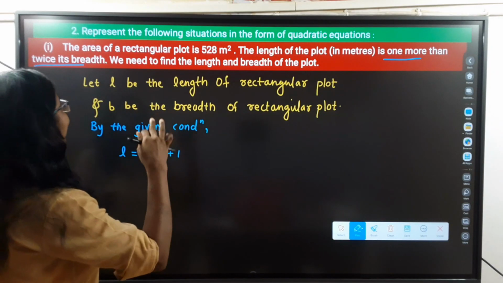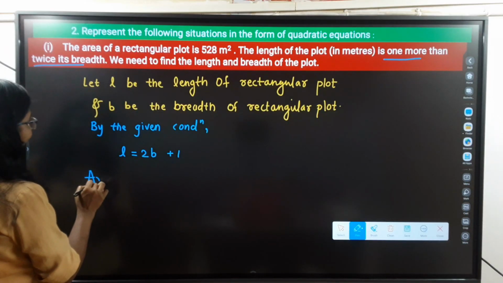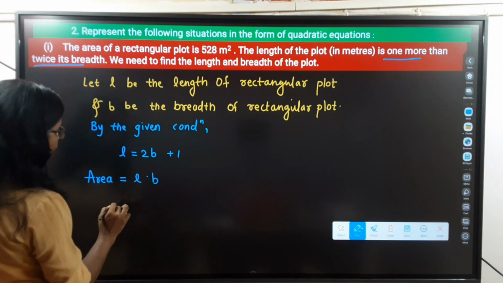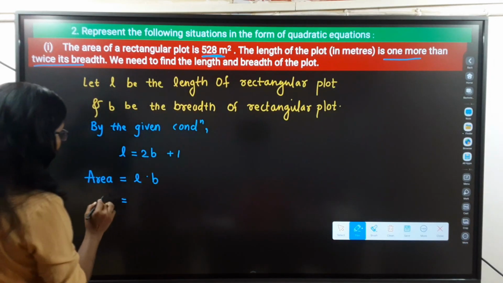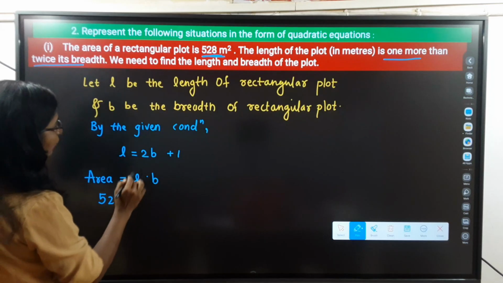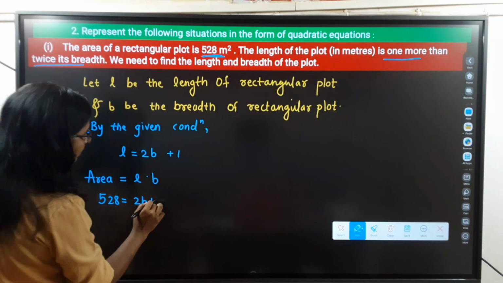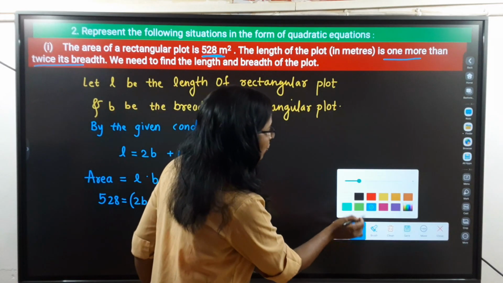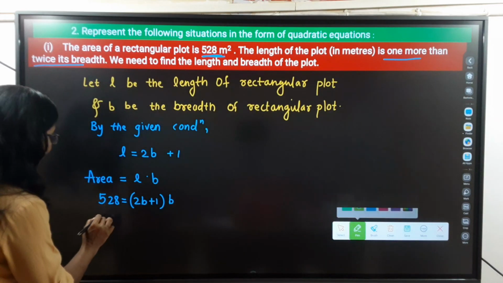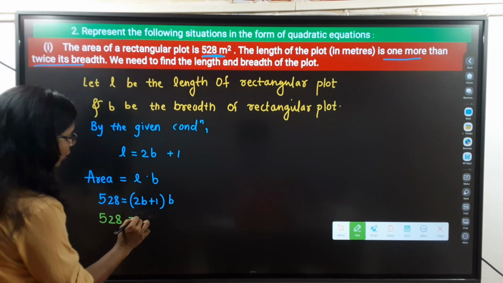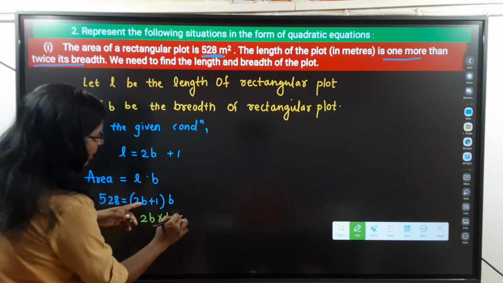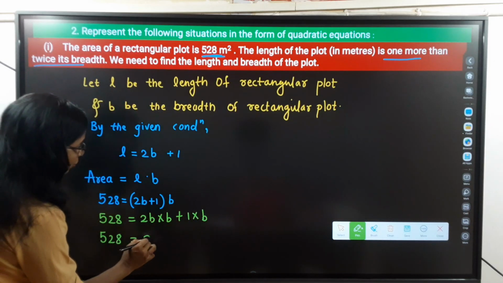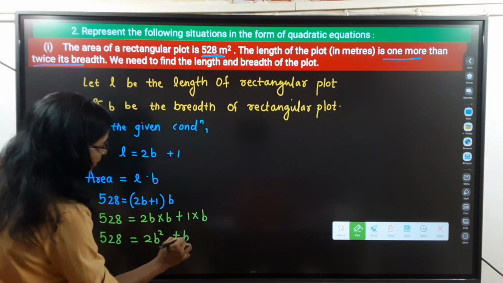As per the condition, area is equal to length into breadth. So area 525 is equal to length 2b plus 1, multiplied by b. Further we have to simplify this equation. So I simplify: 525 is equal to 2b multiplied by b plus 1 multiplied by b. Therefore 525 is equal to 2b square plus b.